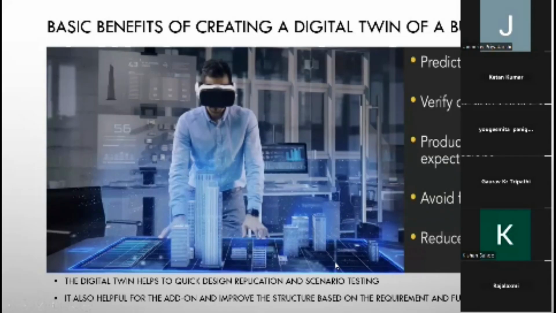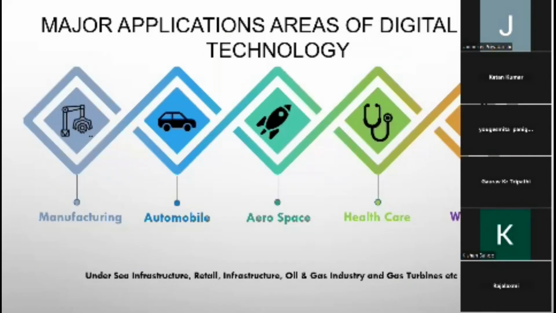It is also helpful for quick scenario testing. Like I gave one example: a building which holds 5,000 people, but someday there is a function and there will be 50,000 people. How will it hold? So you test scenarios. It is also helpful for adding on and improving the structure based on requirements and future predictions. So all these benefits are there in digital twin.